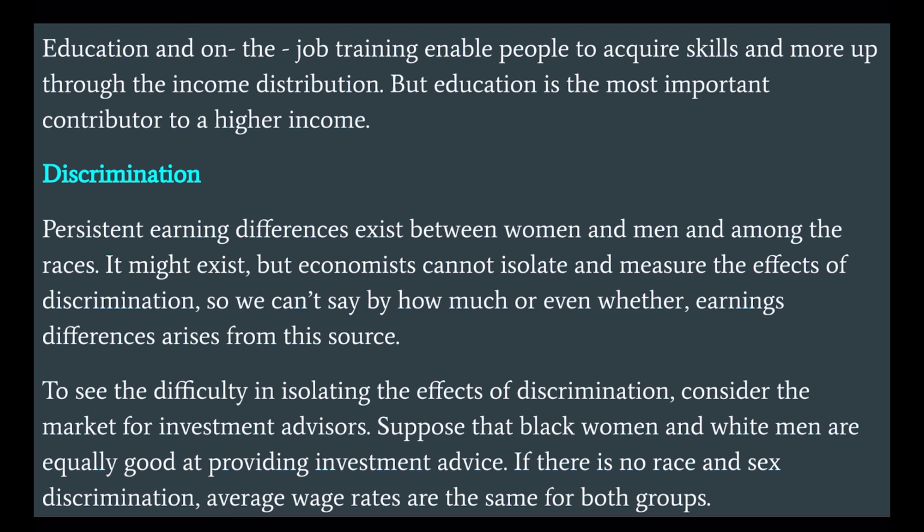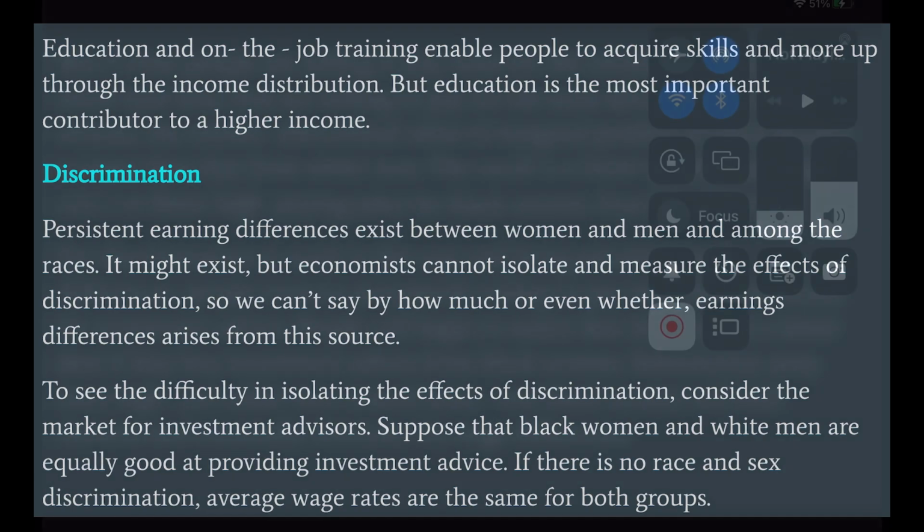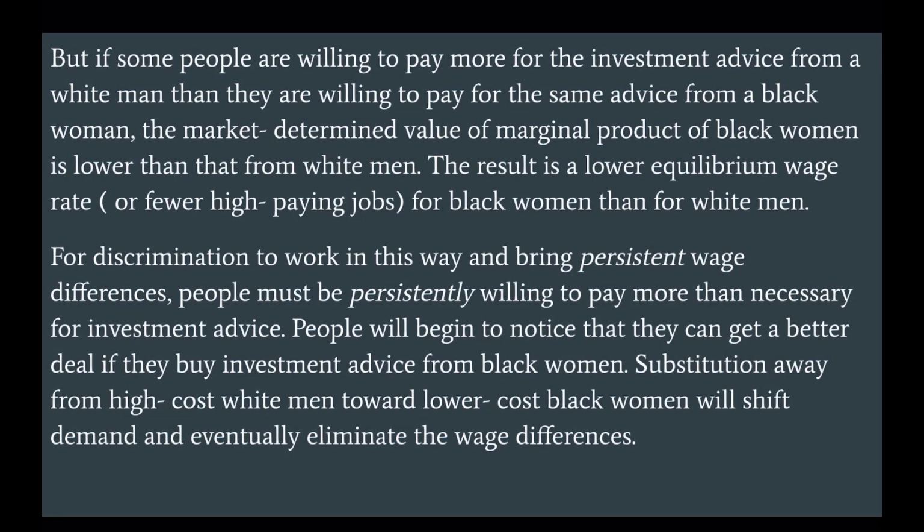Suppose that black women and white men are equally good at providing investment advice. If there is no race and sex discrimination, average rates are the same for both groups. But if some people are willing to pay more for investment advice from a white man than they are willing to pay for the same advice from a black woman, the market determined value of marginal product of black women is lower than that of white men. The result is a lower equilibrium wage rate or fewer high paying jobs for black women than for white men. For discrimination to work in this way and bring persistent wage differences, people must be persistently willing to pay more than necessary for investment advice.